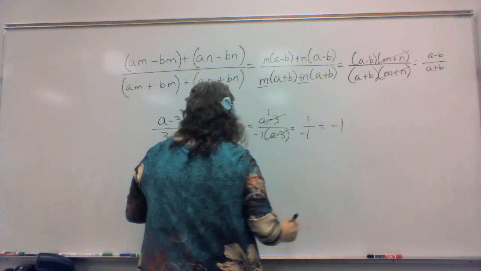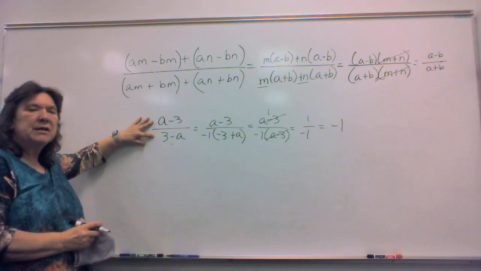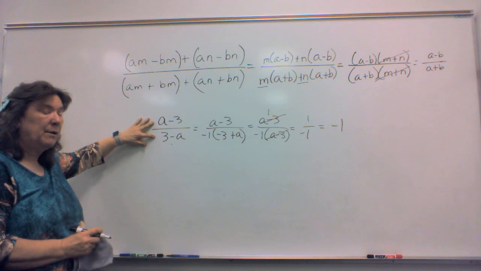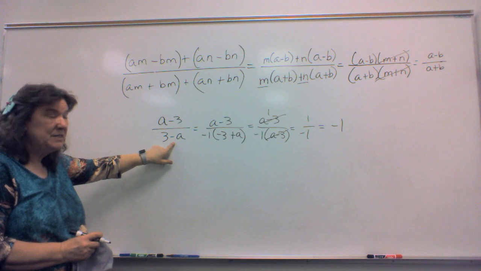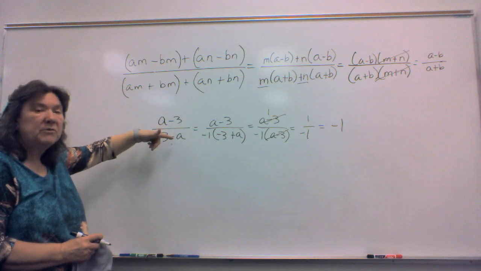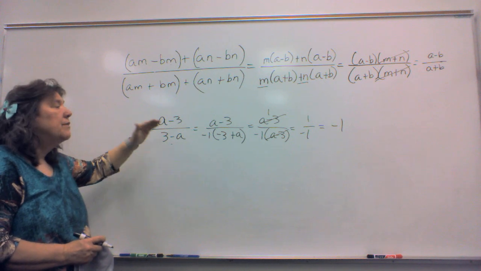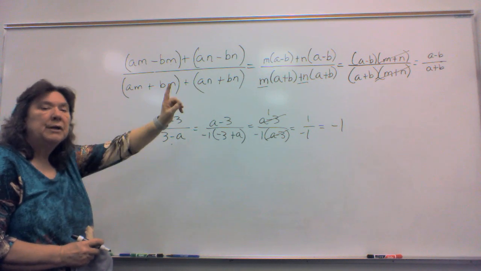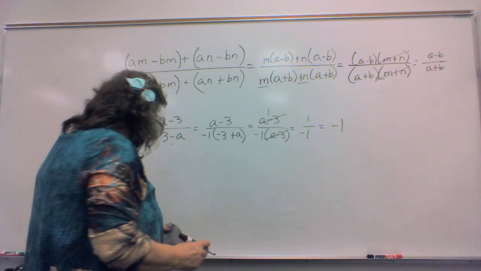which is equal to a negative 1. Therefore, whenever you see two factors that look almost the same, but they have a minus between the two terms, and they're just flip-flopped from each other like this, a minus 3, 3 minus a, they are equal to negative 1. So that gives you that information, which you're going to need later.